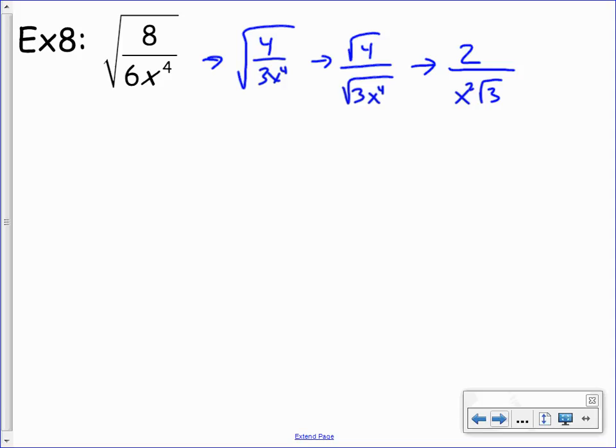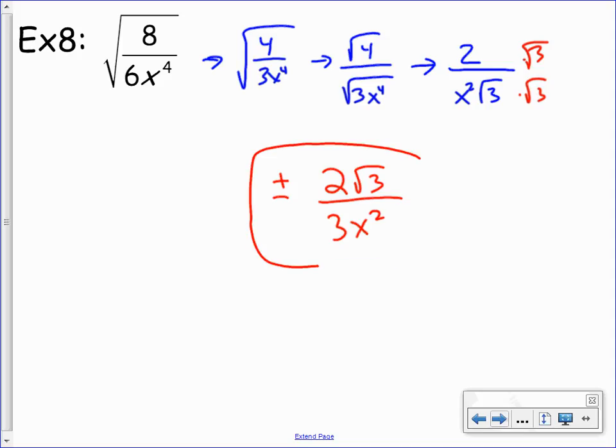That's right. Okay, here we go. If the root 3 is at the bottom, just multiply it to top and bottom. So the final answer is 2 root 3 over 3x squared. Makes so much more sense now, right? Eventually you're just going to be doing this in your head. Just going to write it.